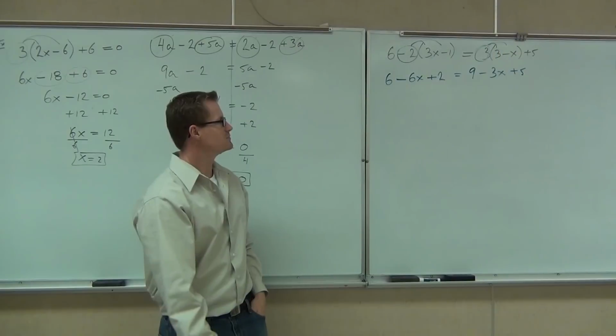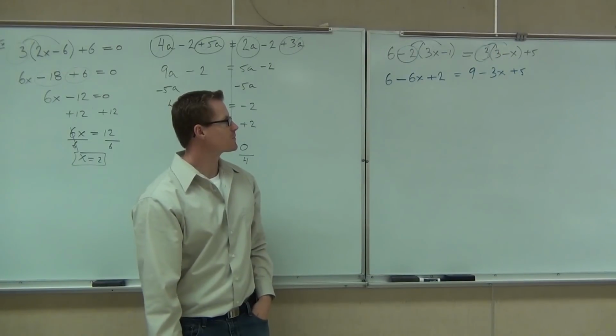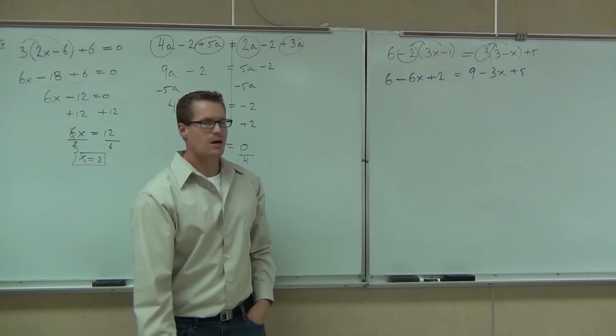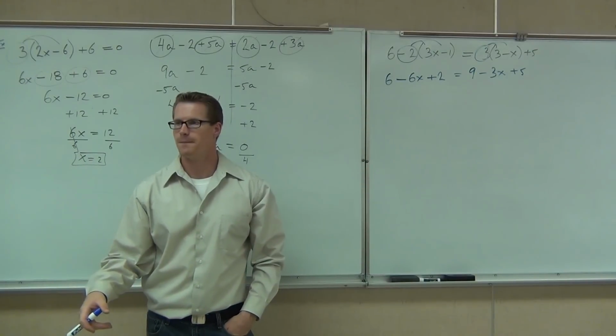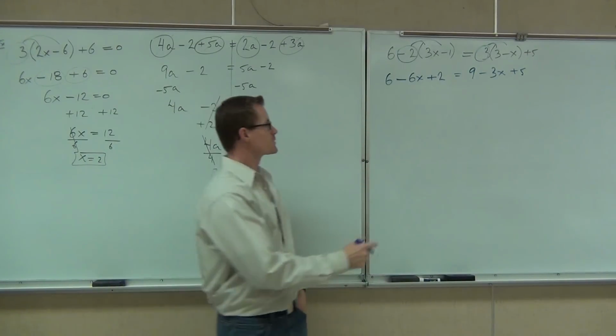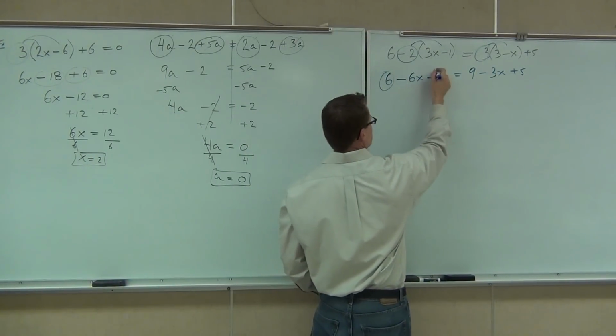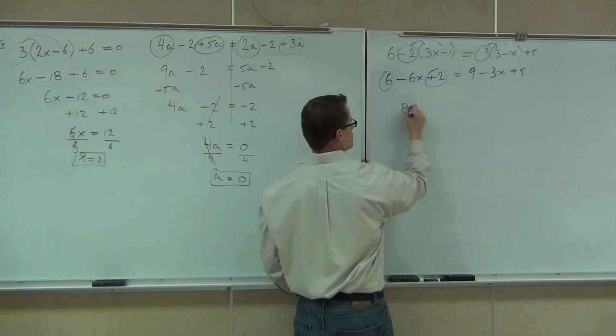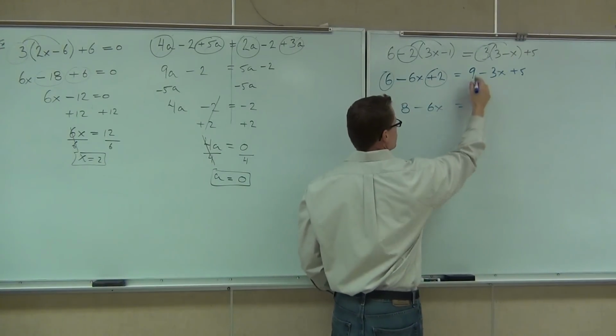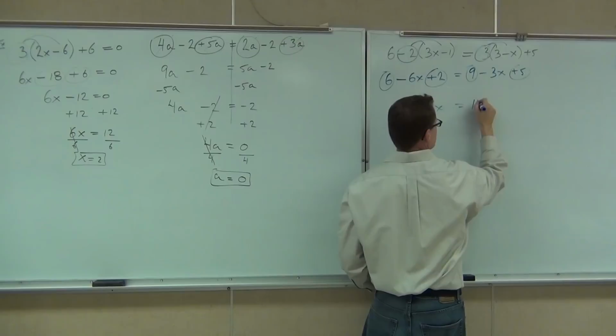On the right-hand side, now we got something we can really work with. What are we going to do now? Combine like terms. So we're going to do our 8 from our 6 and our 2. 8 minus 6x. We're going to do our 9 and our 5. We'll get 14 minus 3x.